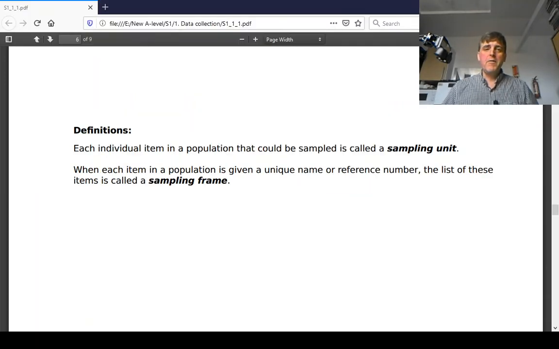Just 1 or 2 more definitions we need to know about here. Each individual item in a population that could be sampled is known as a sampling unit. And when each item in a population is given a unique name or reference number, the list of those names or reference numbers is often referred to as a sampling frame.